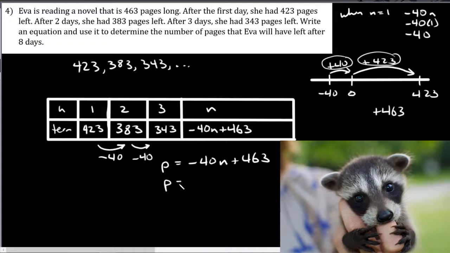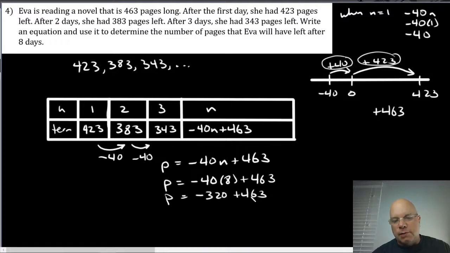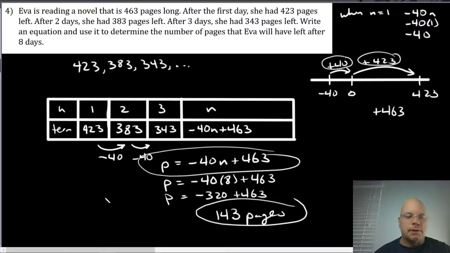If I substitute 8 into this equation, we have negative 40 multiplied by 8 plus 463. Negative 40 times 8 is negative 320 plus 463. That's the same as 463 minus 320, so 143 pages would be left after 8 days. And this would be our equation right here.